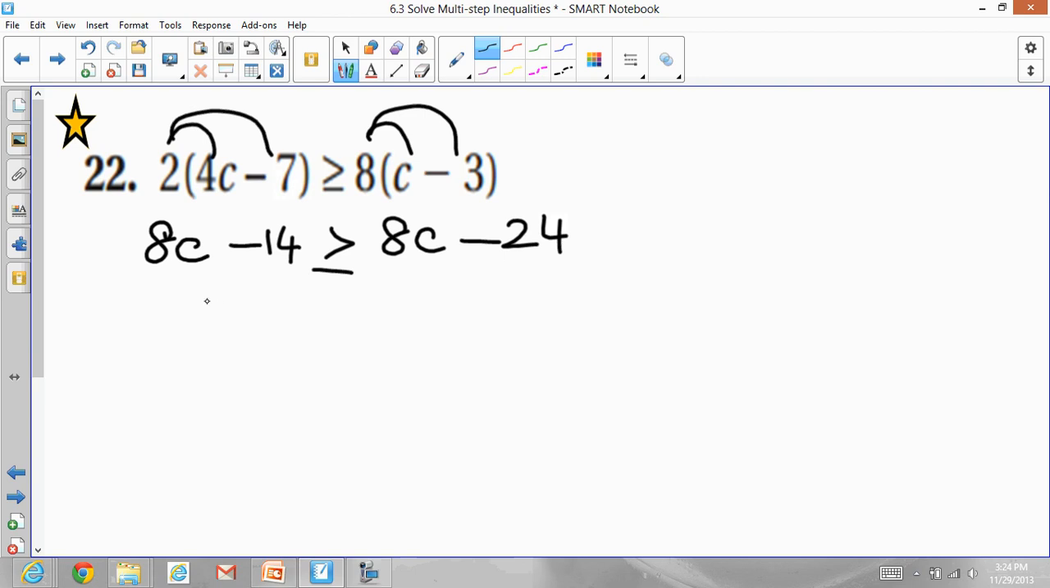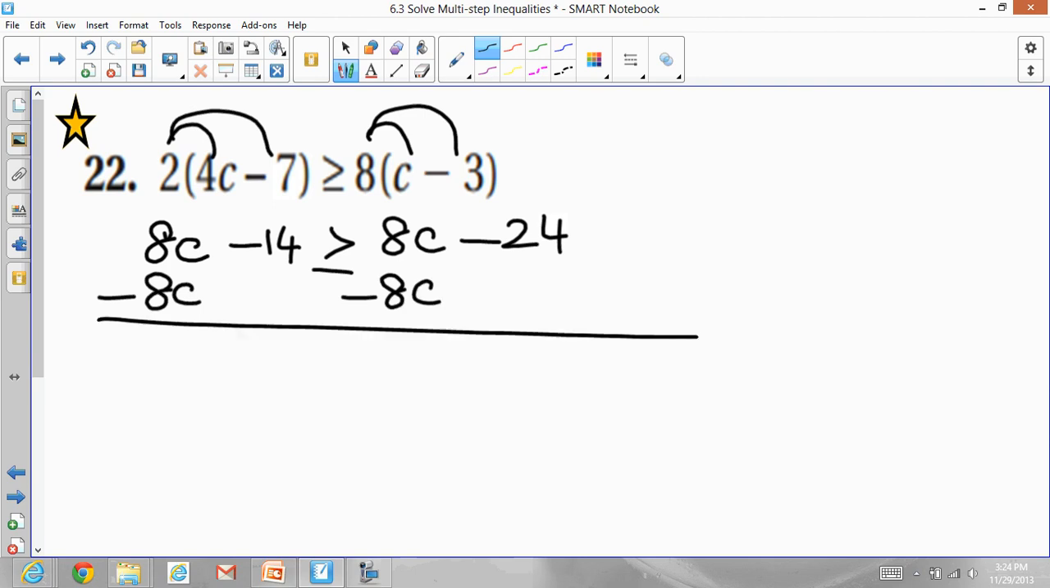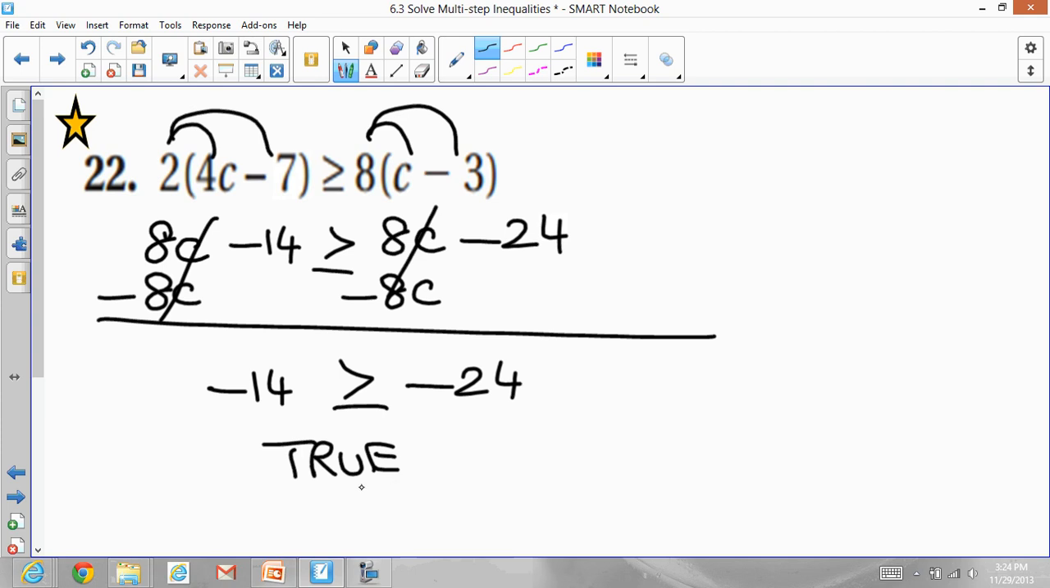Now collect all the variables on one side. So I'm going to bring this to the other side by doing the opposite. Minus 8c. Cancel. I got negative 14 greater than or equal to 8c and negative c. 8c also cancels out to give you negative 24. And negative 14 is greater than or equal to negative 24. Yes, it is true. Negative 14 is greater than negative 24. So this is true. Since it is true, you have many solutions.